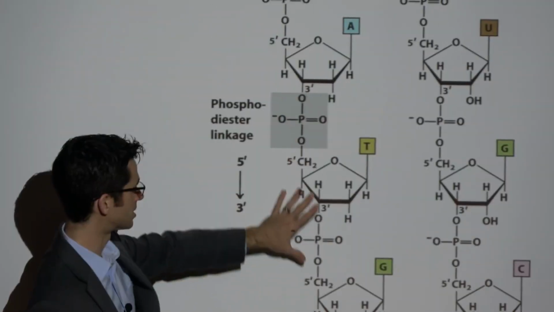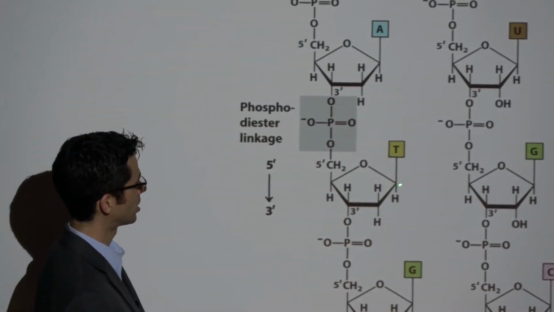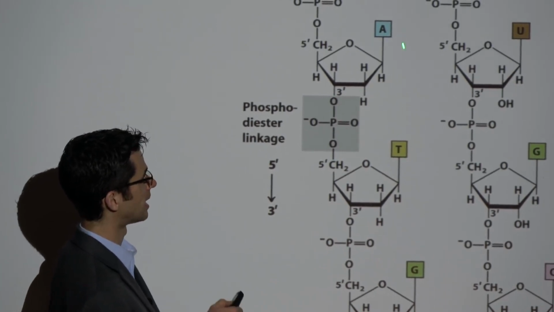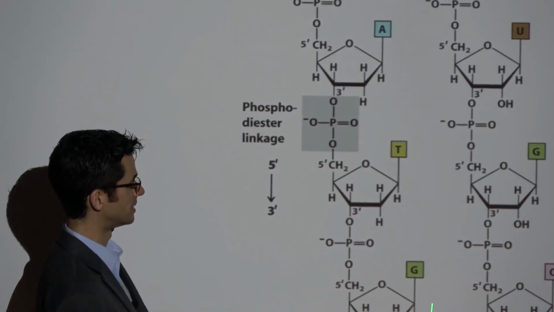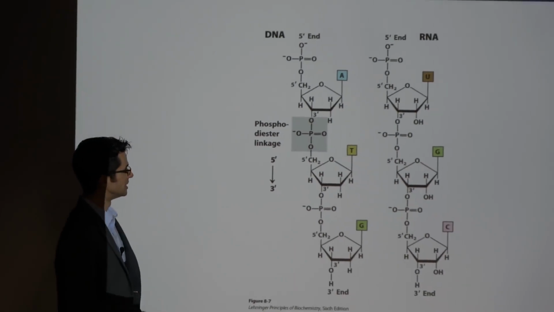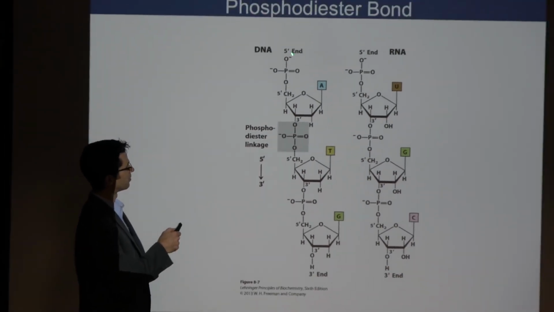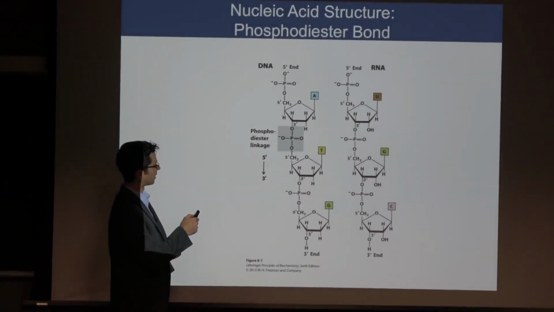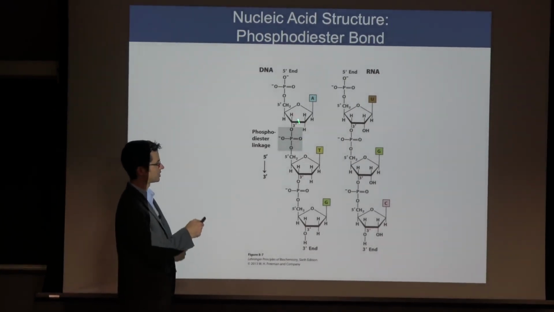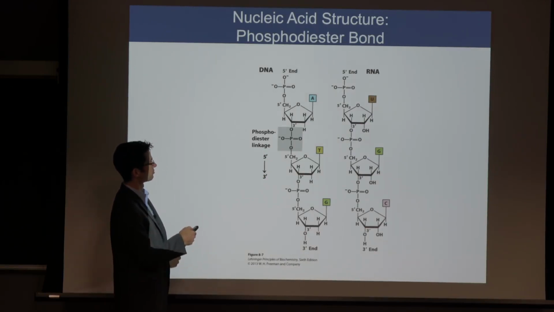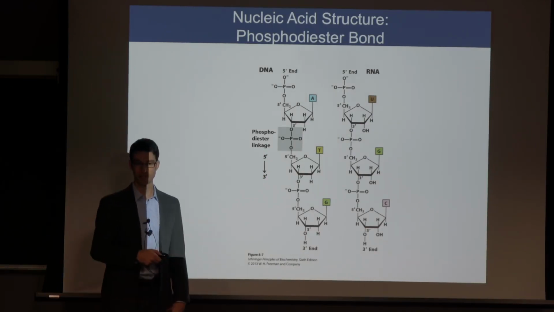So phosphodiester, sugar, and then the nucleoside is bonded here. So ATG, UGC, and the way that we describe the orientation of these chains is by this nomenclature of 5' to 3', which refers to the numbering system of the sugar.